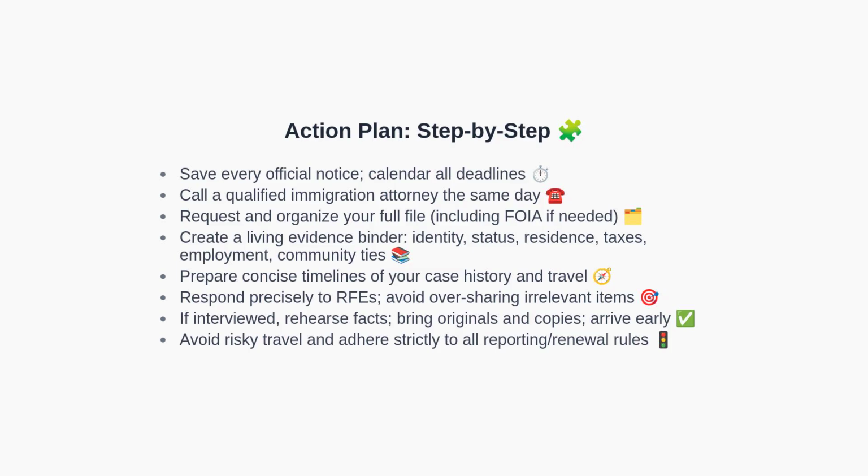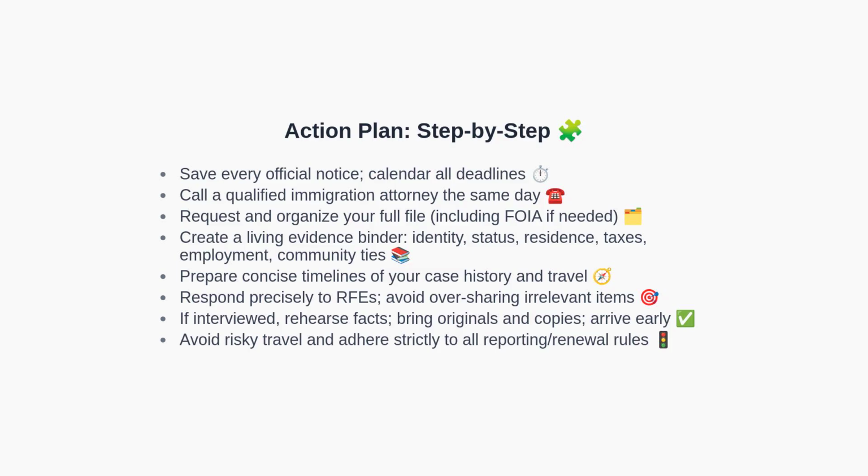Your action plan is as follows. First, preserve every notice and calendar deadlines. Second, contact a qualified immigration attorney immediately. Third, obtain and organize your full file, using FOIA if necessary. Fourth, build a structured evidence binder covering identity, status, residence, taxes, employment, and community ties. Fifth, draft a clear timeline of your case and travel. Sixth, tailor responses to official requests and avoid irrelevant submissions. Seventh, if an interview is scheduled, prepare thoroughly and bring required documentation. Eighth, avoid risky travel and comply strictly with all rules.